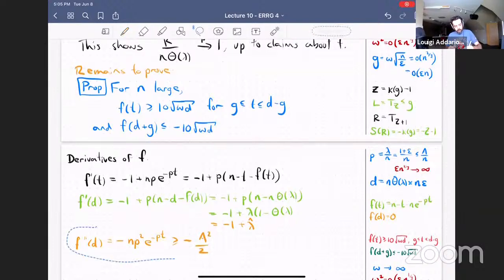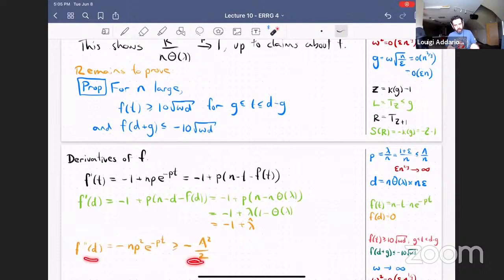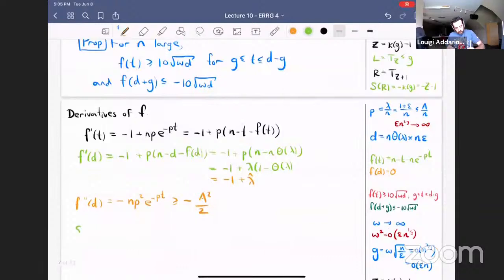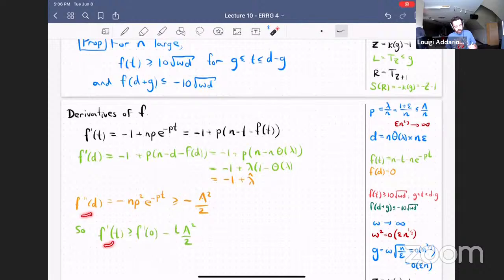Okay, so it's concave, but I have some bound on the concavity. If I combine those, I'll start by getting a lower bound on f prime at time t, so that's at least f prime of 0 minus t times a squared on 2. This is just looking at how quickly the first derivative is changing using the second derivative.